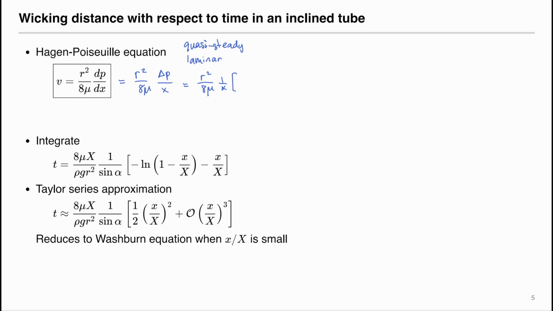the capillary pressure difference, 2 sigma cosine theta divided by r, minus the gravitational head, rho gx sine alpha. And the linear velocity by definition is dx dt. So dx dt equals r squared over 8 mu. The x can go inside, so that it is rx minus dx being cancelled out.